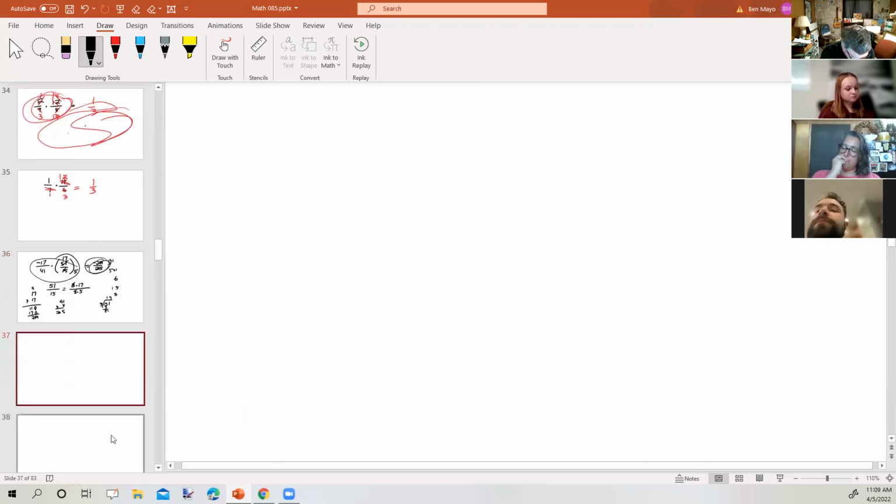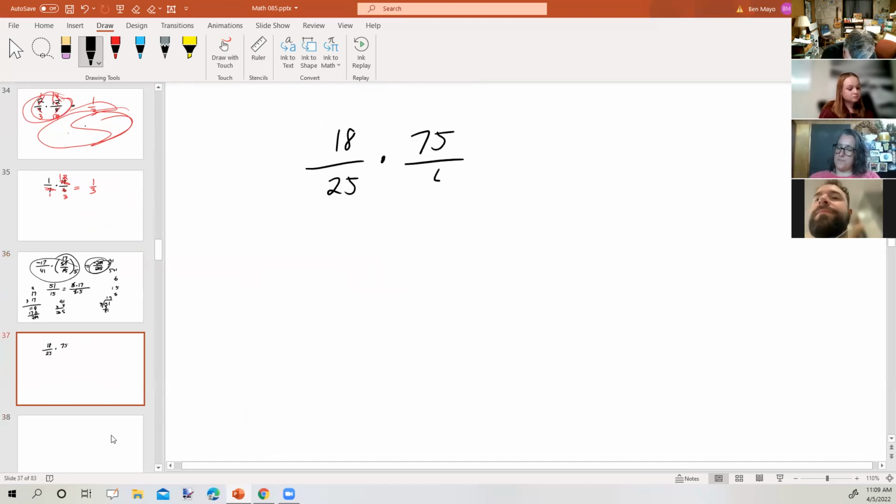Oh, you may not agree with me. Let's see here. 18 over 25 times 75 over 4. Okay. So do you see anything there we could pre-reduce? The 2? So we could take a 2 out of this and a 2 out of that. Anything else we can take out? You're going to need more than fingers and toes for this one. 25 and the 75. 25. Excellent.